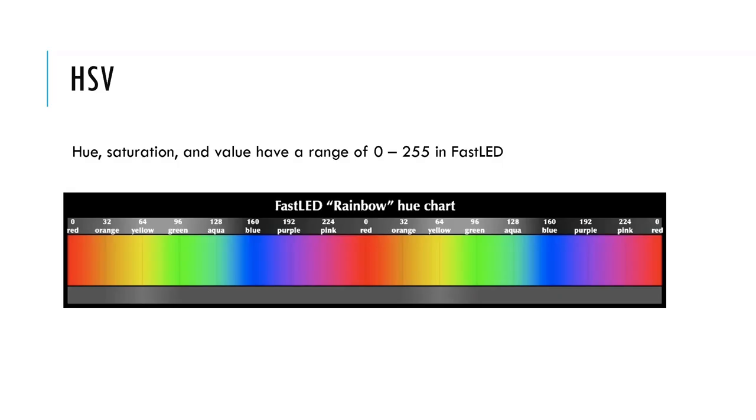To keep things fast, FastLED uses its own values from 0 to 255 for each of these parameters. The image below shows how the hue value relates to the color, with red being at 0, blue being around 160-ish, and then we get back to red again by 255.